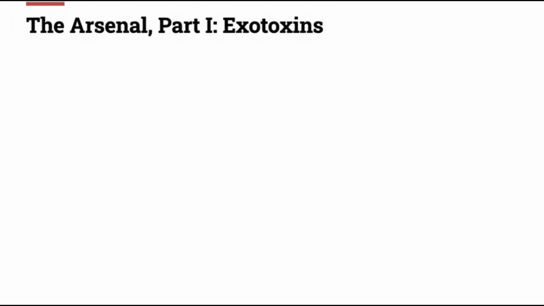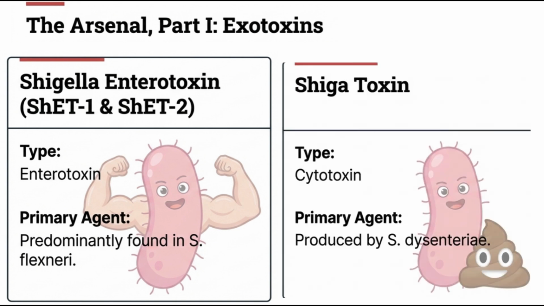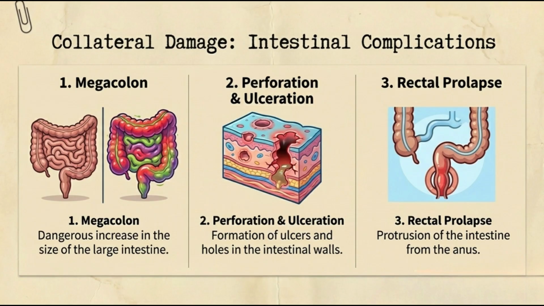It produces enterotoxin found predominantly in Shigella flexneri, which causes fluid loss. It also produces a cytotoxin called Shiga toxin produced by Shigella dysentery, which damages host cells directly. And it also possesses an endotoxin released by lysis, which causes inflammation and ulceration.